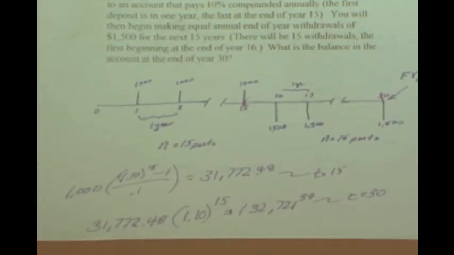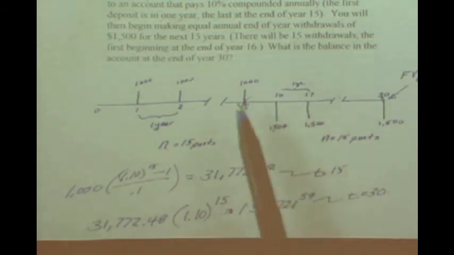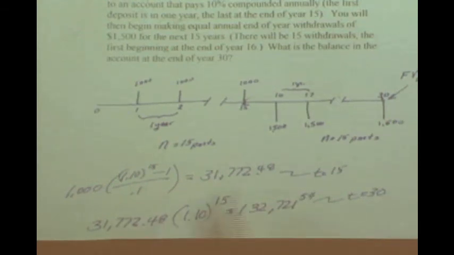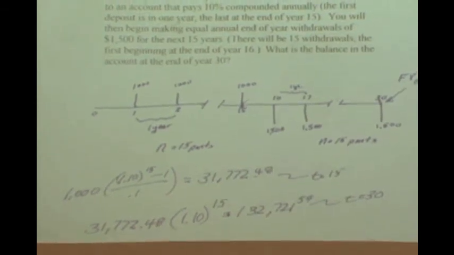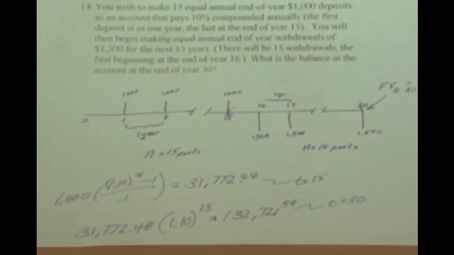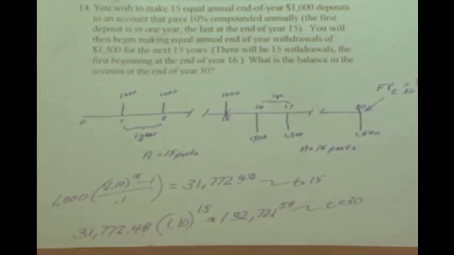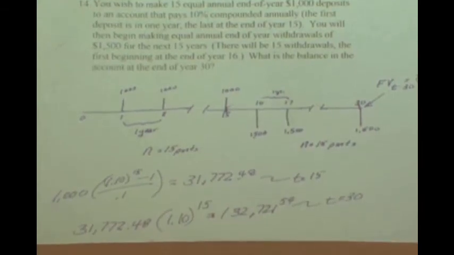And actually, that's how much we would have in this account if we made those payments for 15 years, but never took anything out and just let that money grow. Okay? But I began to take out $1,500. So let's see what the future value of the $1,500 annuity is. And there's 15 payments there. That will grow to an amount of $47,658.